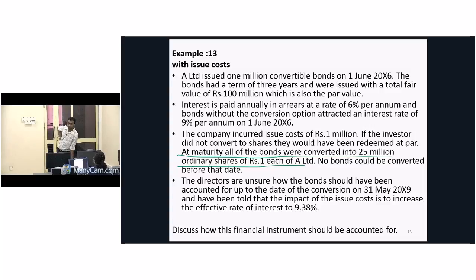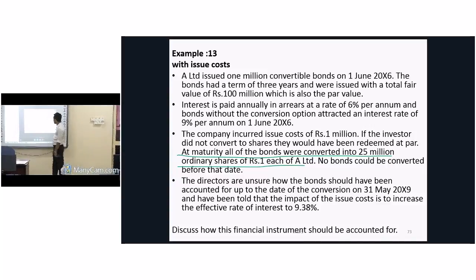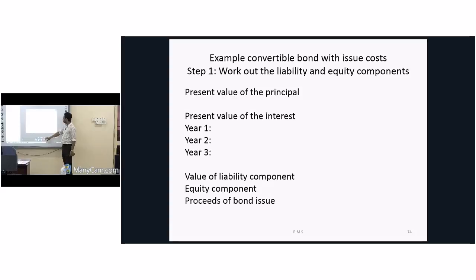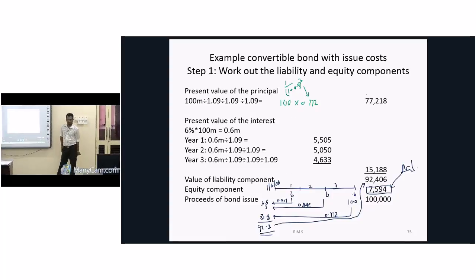First, what you have to do is split into two, debt part and the equity part, with issue cost. Only 3 years, no easy work. Chart is there, split in debt and equity, right?